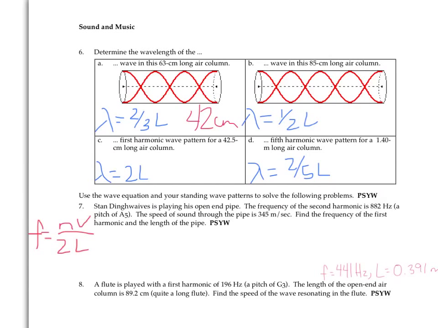Similarly with part B, if it's an 85 centimeter air column, the wavelength is half of that length. You have 42.5 centimeters for the wavelength in part B. Part C, the wavelength is twice the length at first harmonic, so I've got to take 42.5 and multiply it by 2, which should give me 85 based on what we just did in part B. And then for part D, the 1.4 meter long air column represents a 2/5 length to wavelength conversion. So multiply that by 2/5 and you get a wavelength that's equal to 0.56 meters or 56 centimeters.